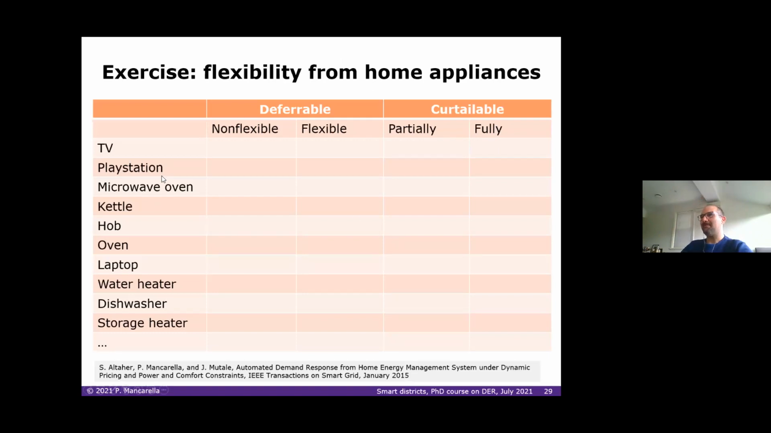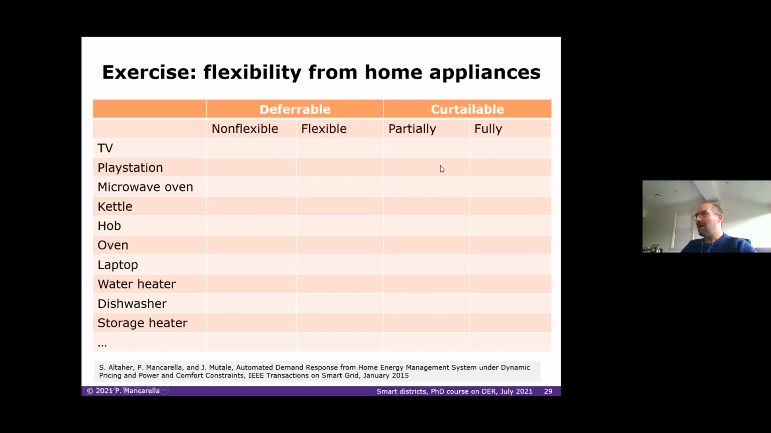So if I was to ask you to tell me for each of these appliances, is it deferrable, so it can be shifted in time? Is it flexible or non-flexible? When it's non-flexible, you shift it in time, but once it has started, you cannot interrupt it. Instead, if it's flexible, you can start, interrupt, shift, and go on with the cycle. Or it's partially curtailable, for example an air conditioning system that can be modulated, or fully curtailable, for example switching lights on and off. If you cannot dim the lights, just on and off, it is fully curtailable.